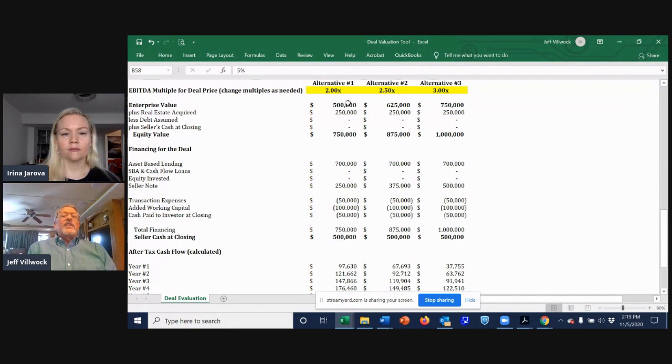And if we say it's worth 2 times, then it's worth $500,000. 2.5 times, 625. 3 times, 750. And again, for most small deals, this is the range to work in. Now, if you've played with publicly traded companies, they may sell for 8, 10, 15 times EBITDA or operating earnings.